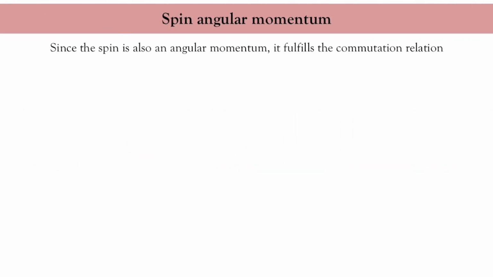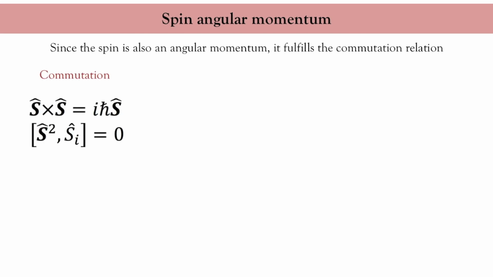Now that we have looked at the complex structure of the orbital angular momentum, we can take a break and look at the much simpler structure of the spin angular momentum. Once again, since the spin is an angular momentum, it fulfills the usual commutation rules, which determine the eigenstate of the spin operator.